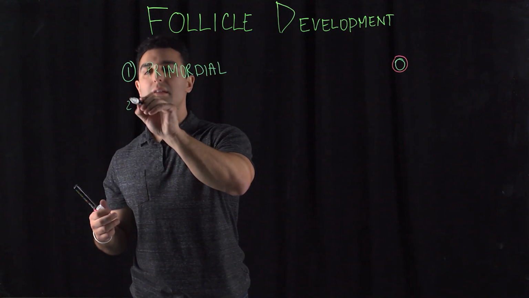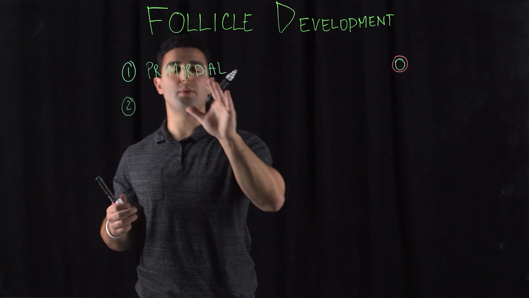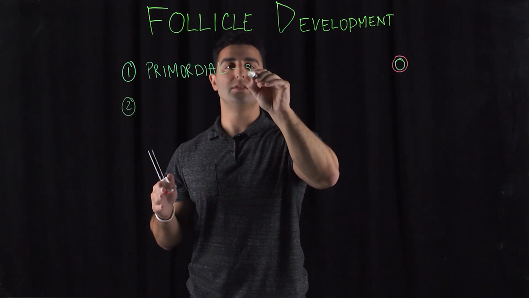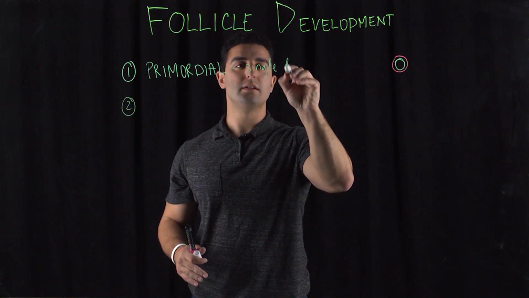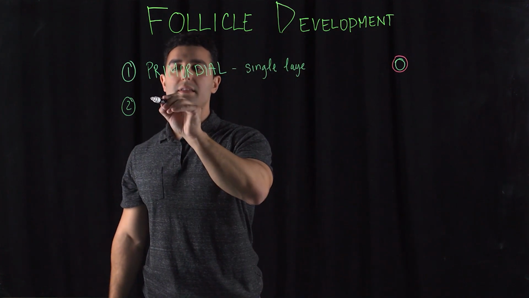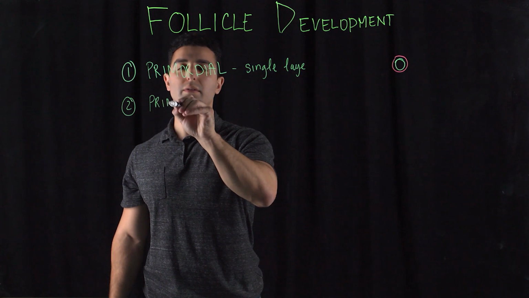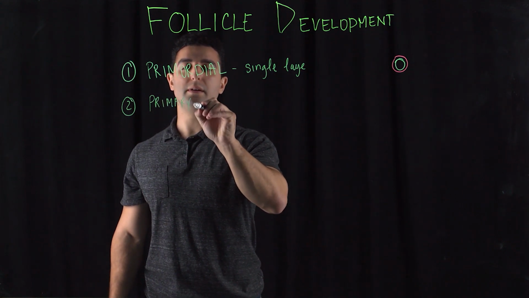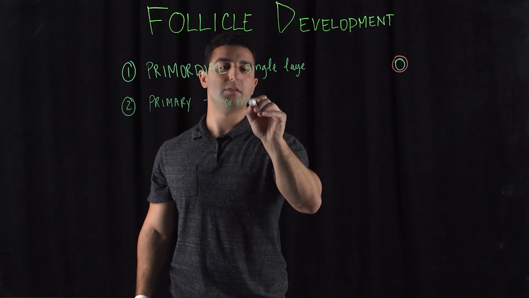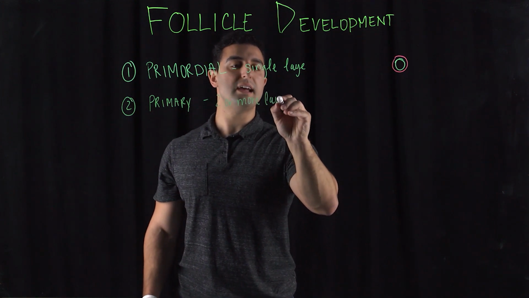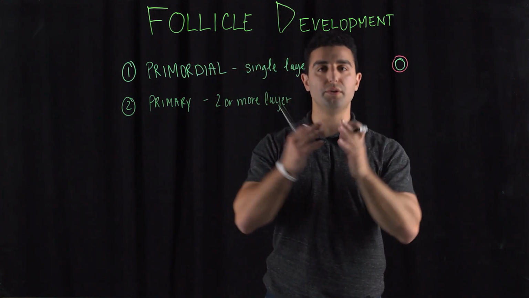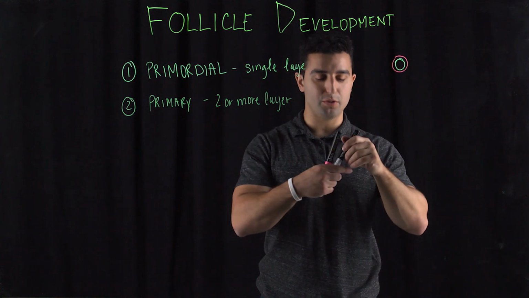So the next cell here, primordial, is specifically one single layer. So we'll look at it. So single layer, right? Single, simple squamous layer. Next, we have the primary follicle. So the primary follicle is two or more layers, and this has a cuboidal structure. So it's cuboidal. If you look at a histological map under a microscope, you can see.